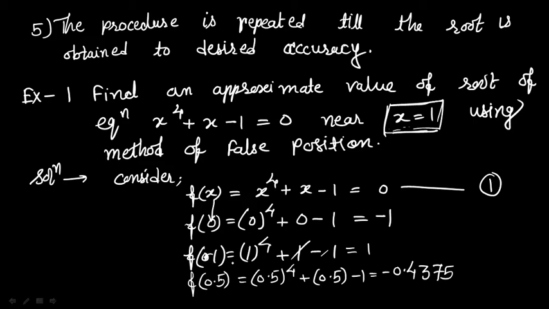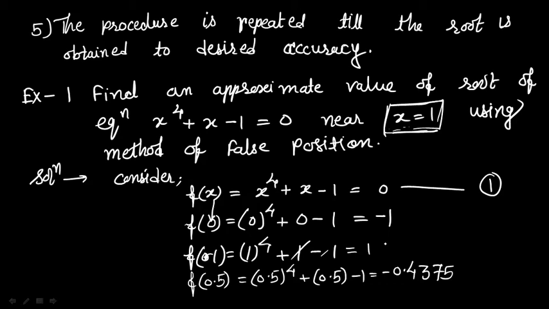Now f of 1, its value is 1. Now f of 0.5, its value is minus of this. That means here we can consider x0 equal to 0 and x1 equal to 1, or we can consider x0 equal to 0.5 and x1 equal to 1. We can take any two values, positive and negative values, that means a combination of these two or these two.